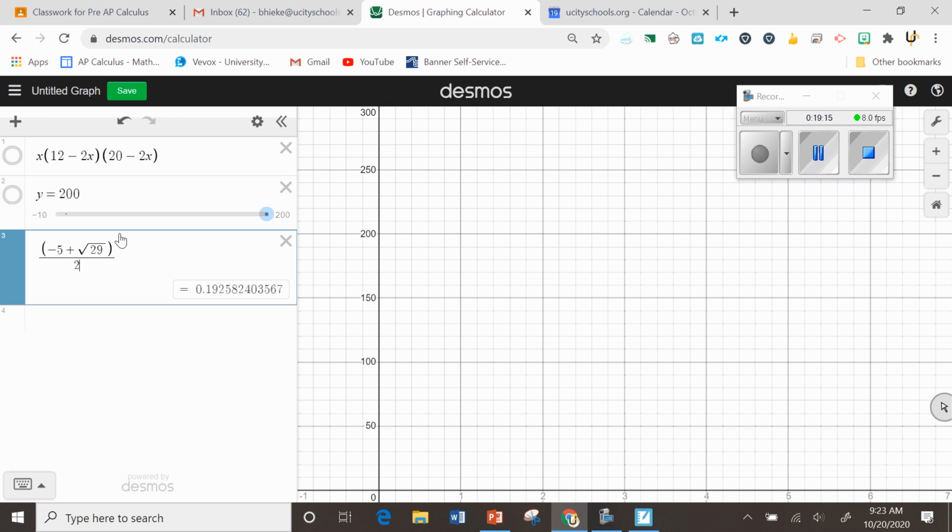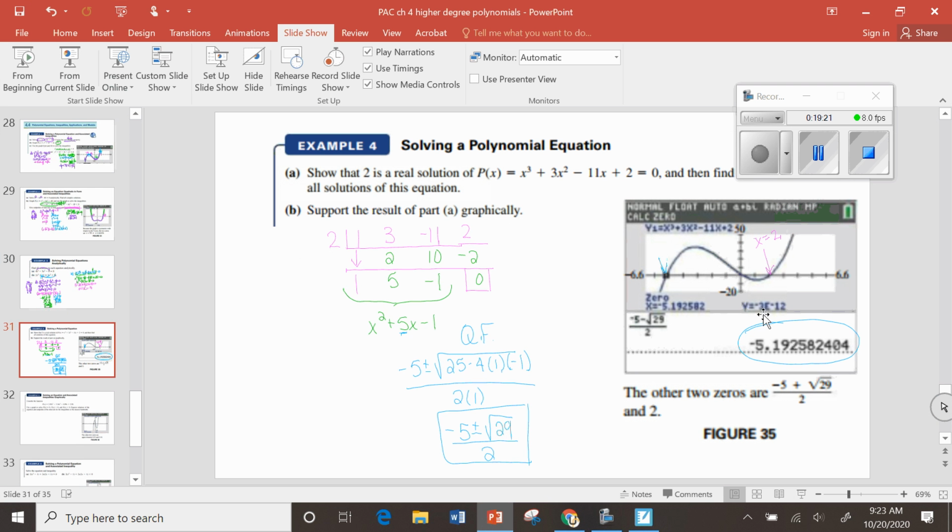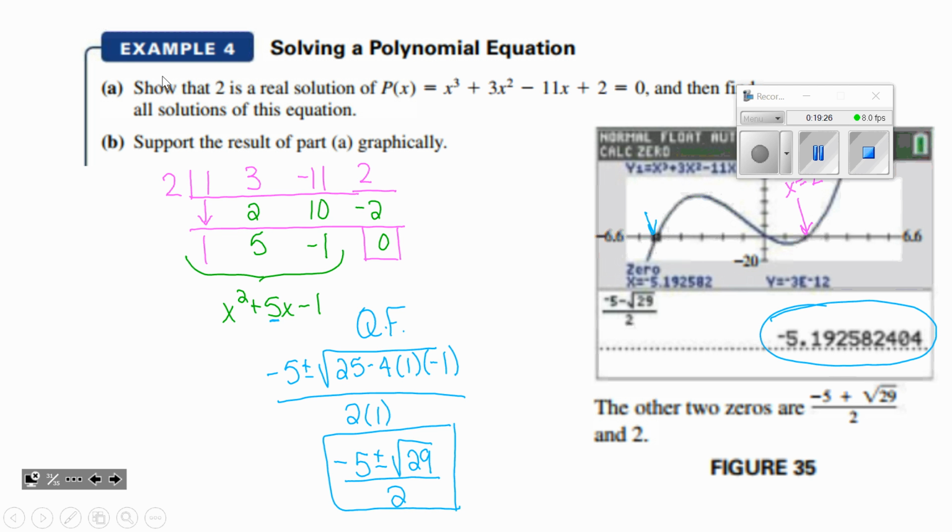We get 0.19. So that's why, when we look at the picture that was given on the graph, we see it pretty close to 0. It's not quite 0, but it is pretty close. You might have to zoom in to see that it doesn't actually cross at 0, but it's very, very close to 0. So that is the first part of 4.4.